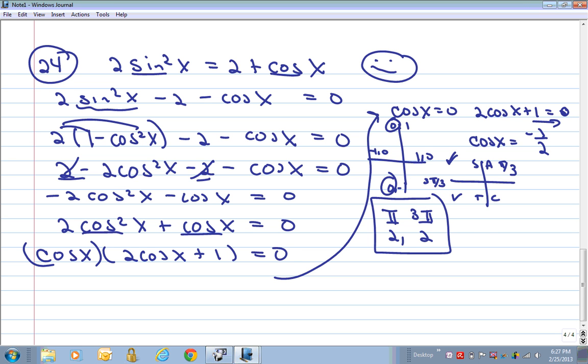So in the second quadrant, we'd be back 1. That would be 2 pi over 3. And from 3 pi over 3 forward 1 to the third quadrant, we would be at 4 pi over 3. And that would be our other two solutions. So there are our 4 solutions. That's kind of a big problem.